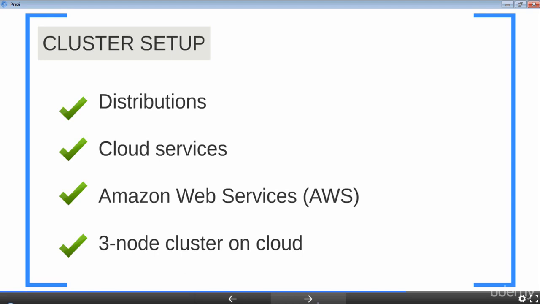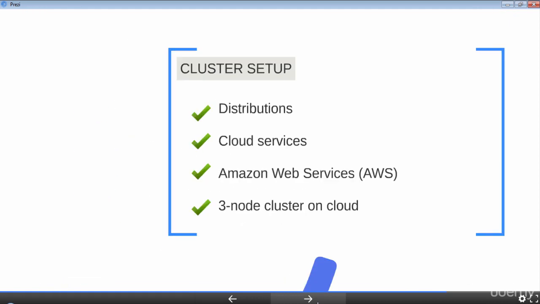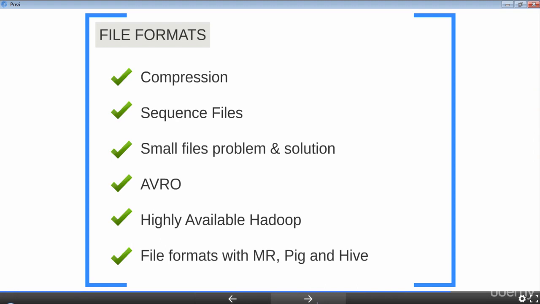Now we understand the architecture of Hadoop and all the necessary components involved in operating a Hadoop cluster. In the cluster setup chapter, we'll learn about Hadoop distributions and hosting solutions to host our own Hadoop cluster. Next, in a series of lessons, we'll install a 3-node Cloudera CDH version 5.4 Hadoop cluster on Amazon Web Services on EC2 instances. At the end of this lesson, you will be able to set up your own Hadoop cluster on Amazon Web Services. We have two advanced chapters next.